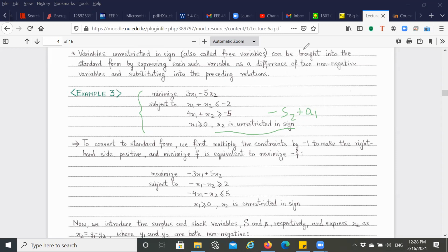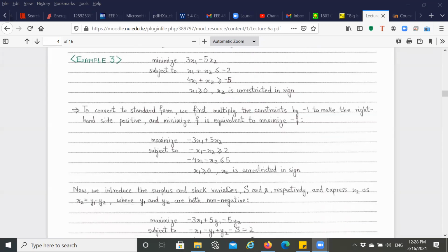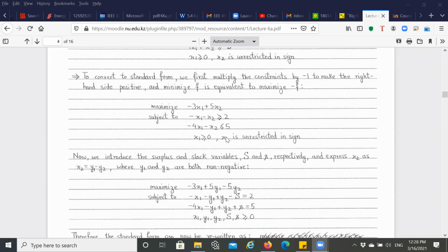Just to remind you, what we do is, instead of x2, we replace x2 with 2 new variables. So I can write x2 as y1 minus y2, where y1 and y2 are greater than or equal to 0, such that their difference is equal to x2. If I replace it, the new updated standard form representation would be as shown over here: everything converted to equality, all variables greater than or equal to 0, and we have a maximizer. This is all we need.